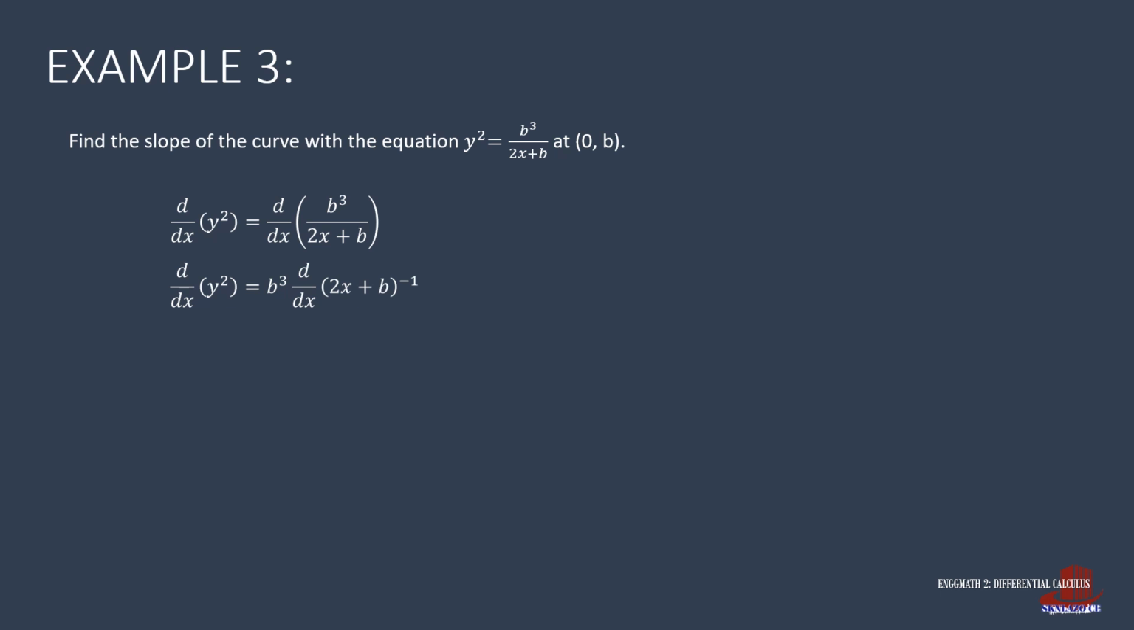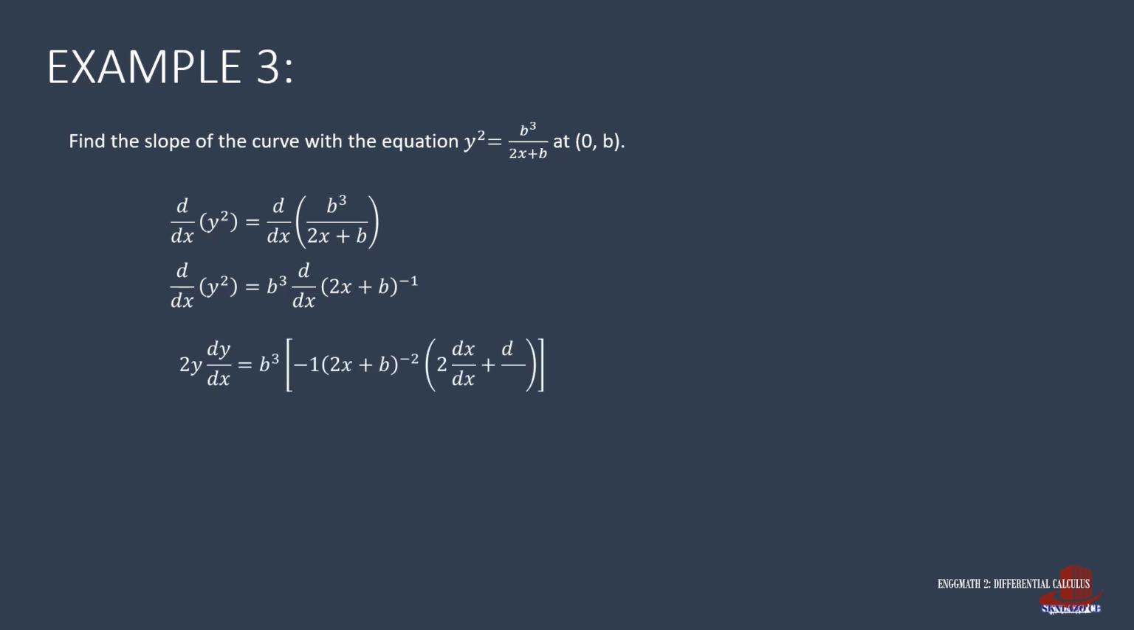So the function turns out as d over dx of y squared is equal to b cubed multiplied by d over dx of the quantity 2x plus b, this time raised to -1. Now we are ready to differentiate.